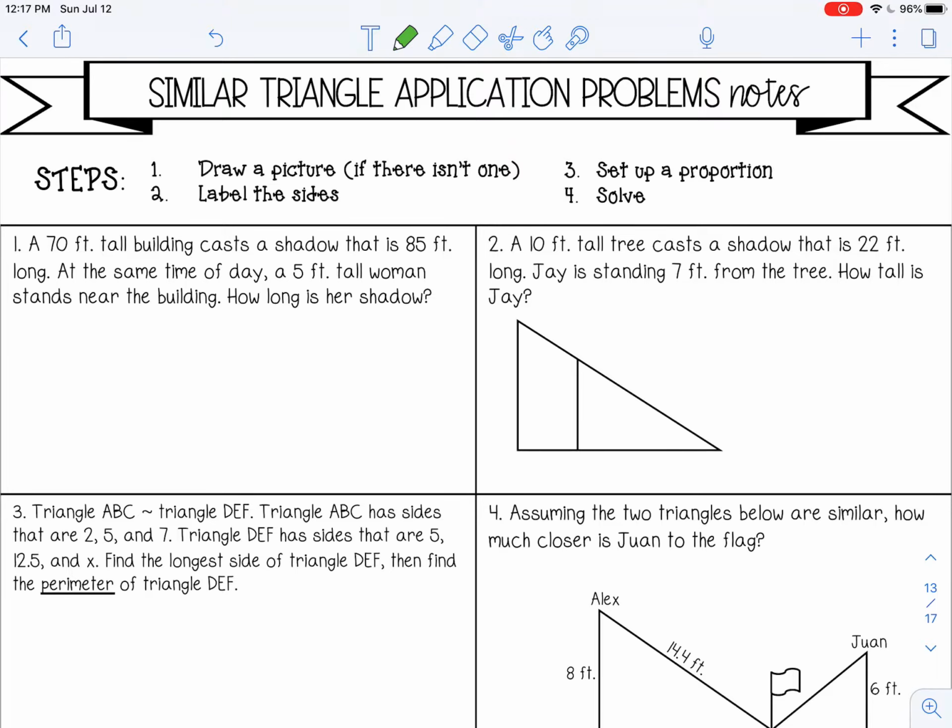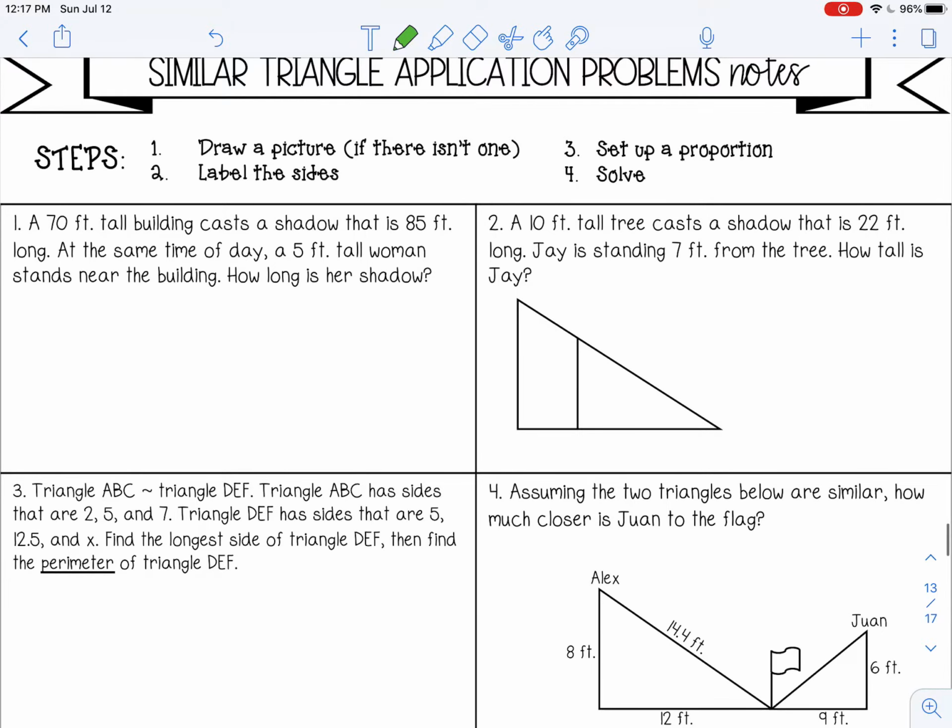Next, you want to label the sides based on the information that was given to you in the problem. Number 3, you want to set up a proportion. And then number 4, you want to cross multiply and solve. Okay, so let's look at example number 1.